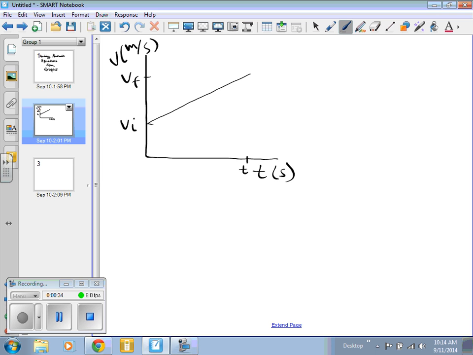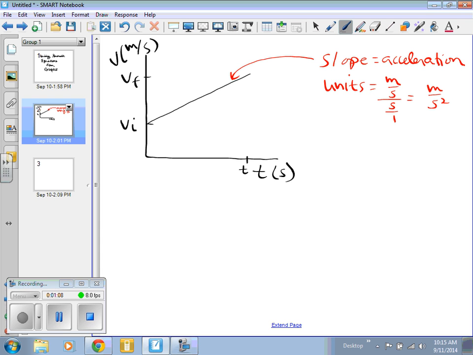I know several things about this graph. I know that the slope of the graph represents acceleration, because the derivative of a velocity versus time graph is acceleration. I can also look at the units. When I take a slope, I do change in the y-axis over change in the x-axis. So the units of the y-axis are meters per second, and the units of the x-axis are seconds. When we divide that, we get units of meters per second squared, which indicates the slope represents acceleration.